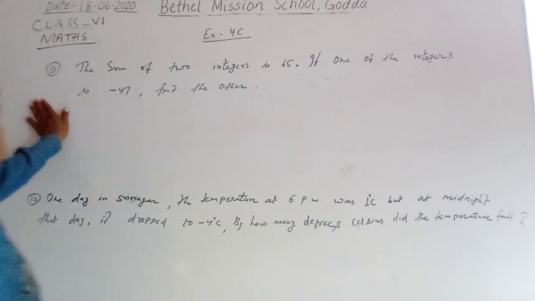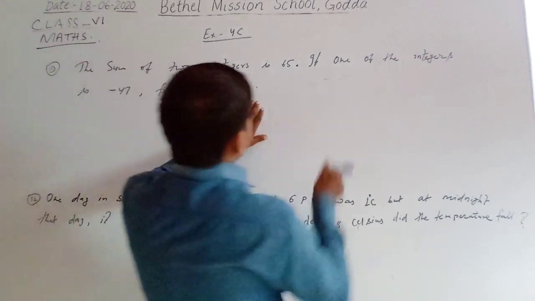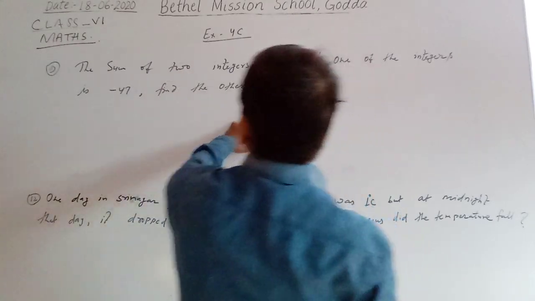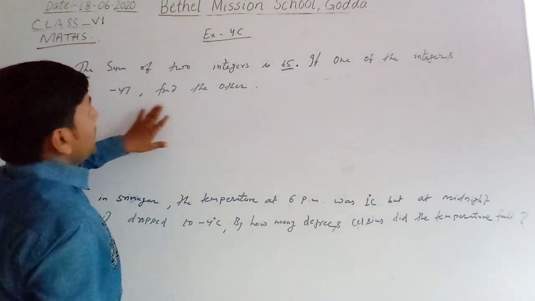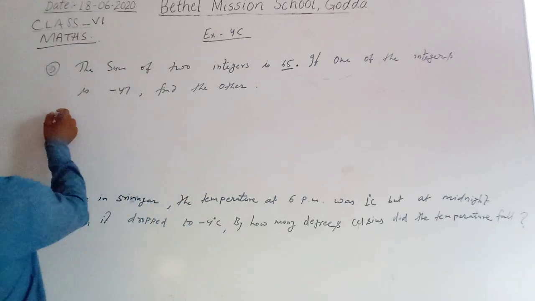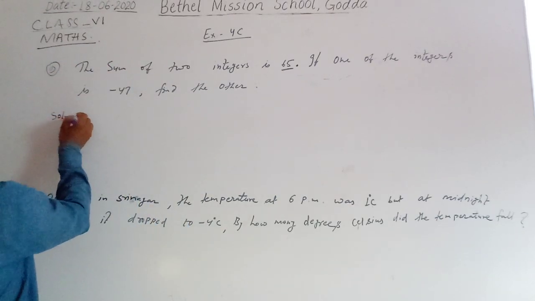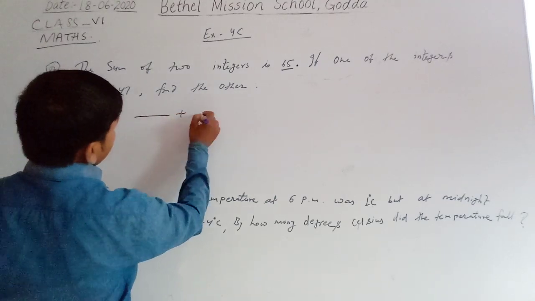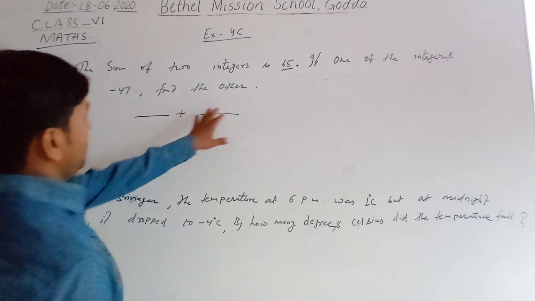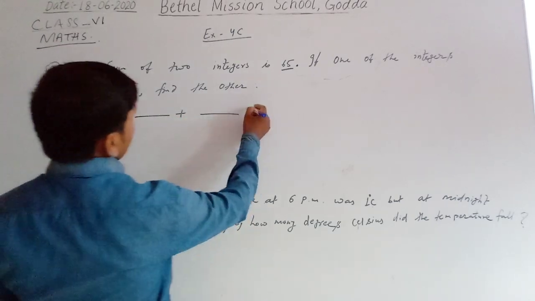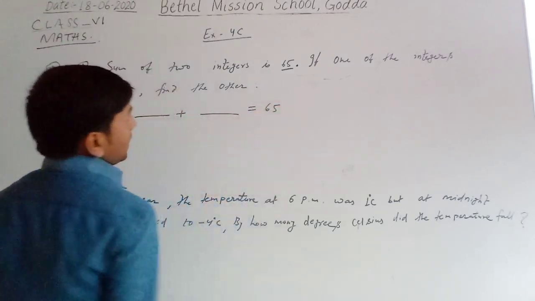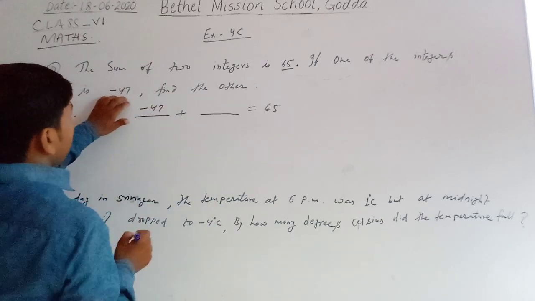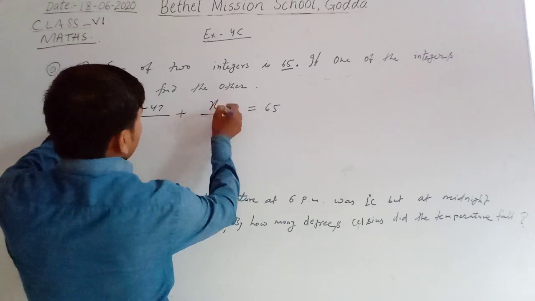Now, 9th number question. The sum of two integers is 65. If one of the integers is minus 47, find the other number. The question is very easy; you have to understand it. Sum of two integers means two numbers equal to 65. Now one number is given, minus 47. You have to find the other number.